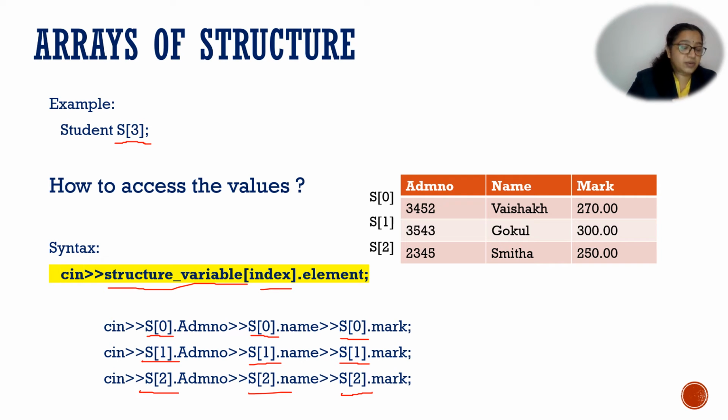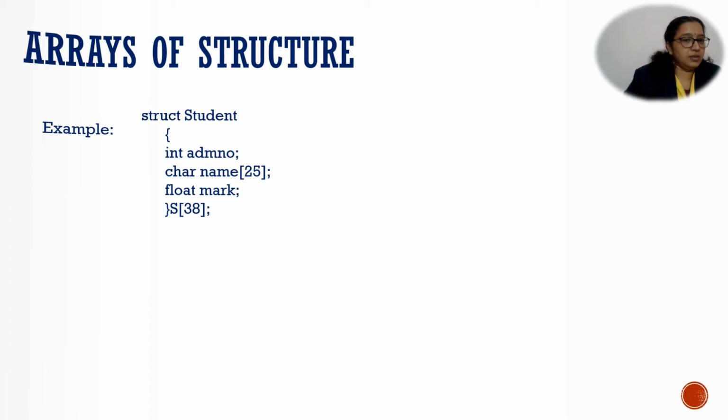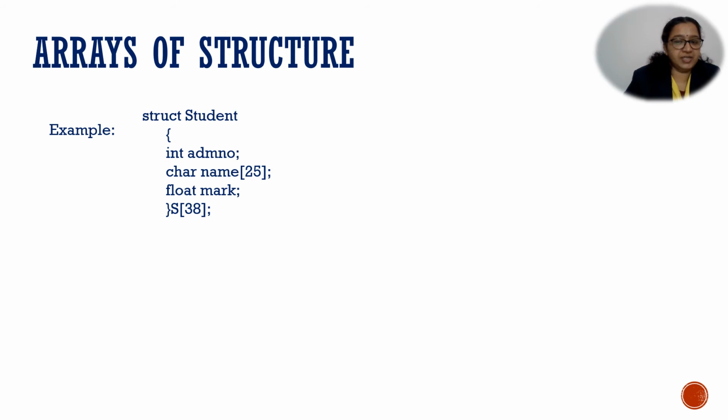Understood now? Okay. Now just see the definition there. Struct student, int ADMNO, character name of 25 size, float mark. Then brace close. Then S of 38 is the size. That means, what is the meaning? We want to store 38 students' details. So 38 variables are there for the structure now. Arrays of structure, array S. So the size is 38.